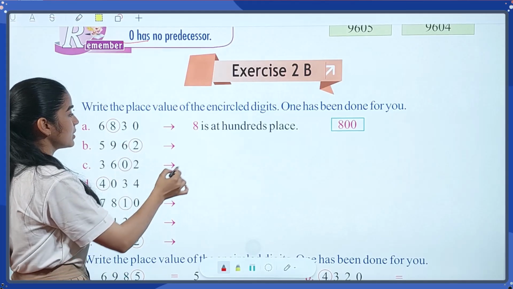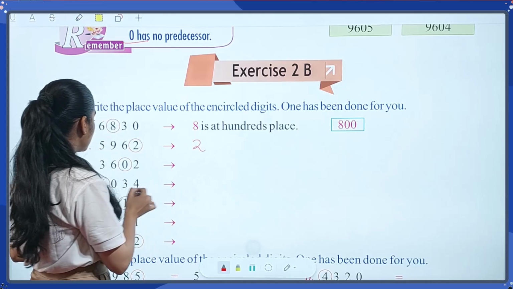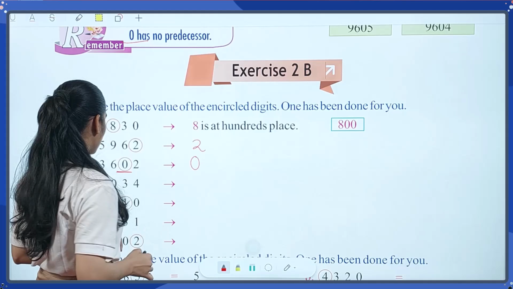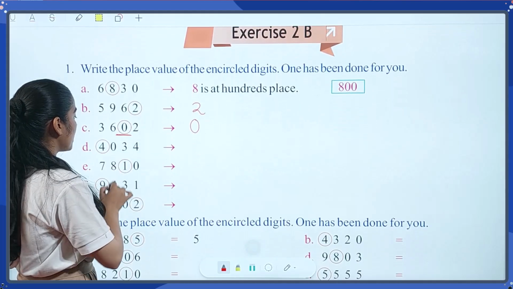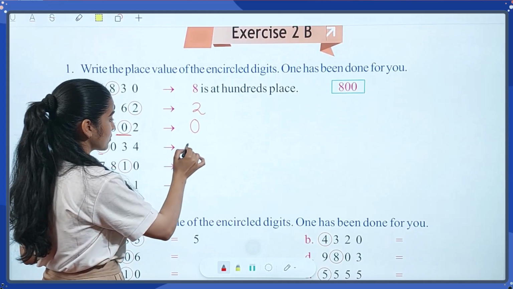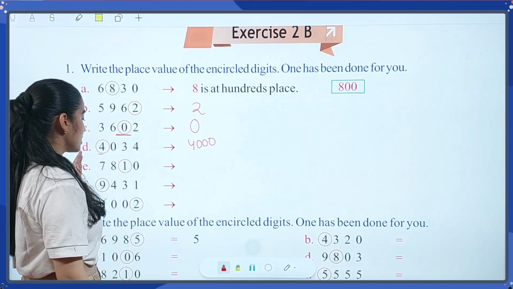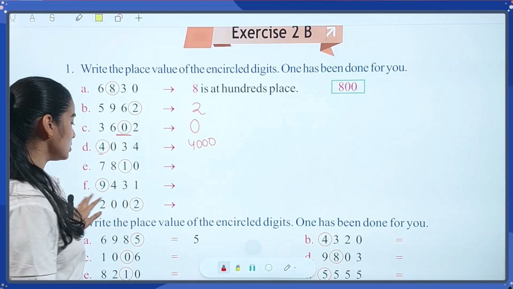Now in this we have only 2. The next is 0. So for 0 we have the place value 0 only. Now in this D part, we have 4 at the place of 1000. So the place value of 4 is 4000. So the rest parts you have to do as I do similarly.